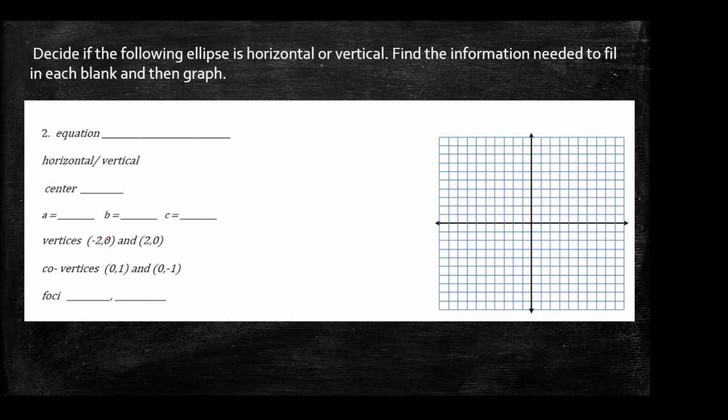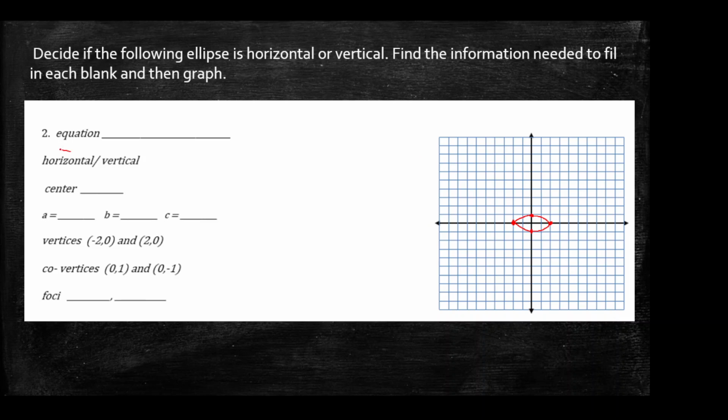My vertices are -2 and 0, so 1, 2, and +2 and 0. And my co-vertices are 0 and 1, and 0 and -1. So I could already draw my ellipse from this, and that's a small ellipse, right? So given that, what can I find from this?